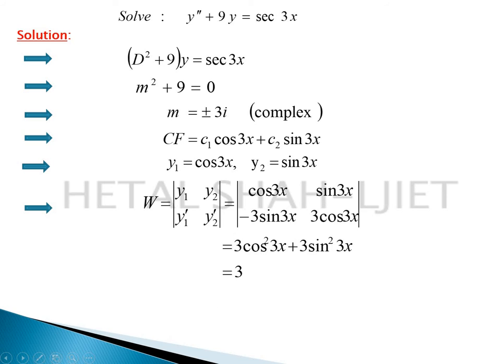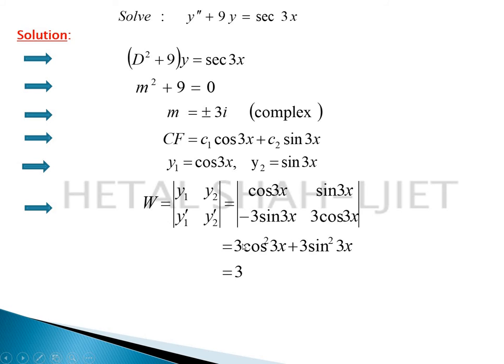Now it is time to find the Wronskian, that is capital W, y1 y2 upon y1 dash y2 dash. y1 is cos 3x, y2 is sin 3x. Now the derivative of cos 3x is minus 3 sin 3x. Here 3 cos 3x.